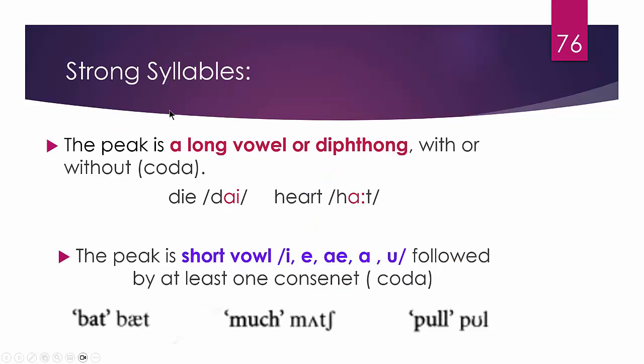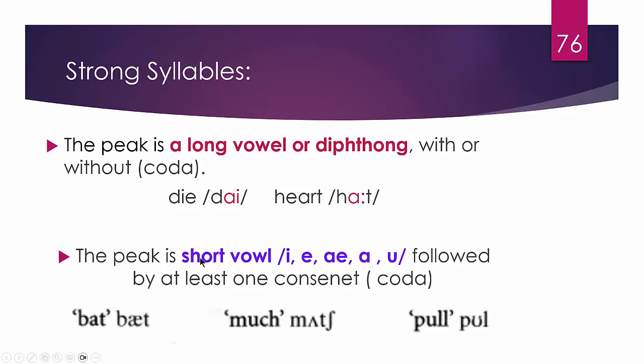Okay, let's talk about the strong syllables. When we say this is a strong syllable, first, the peak is a long vowel or diphthong, with or without a coda. So it doesn't matter whether this syllable has a coda or not. It's a strong syllable because it has a long vowel or diphthong. For example, we have die, I, heart, art, ah. Okay, this is the first one.